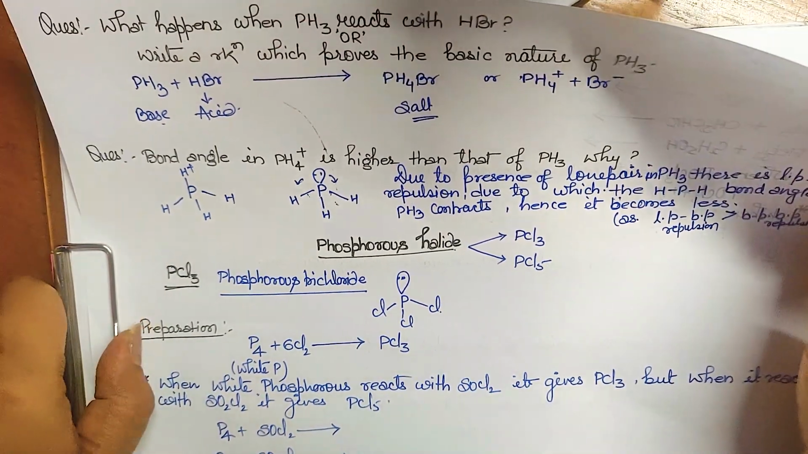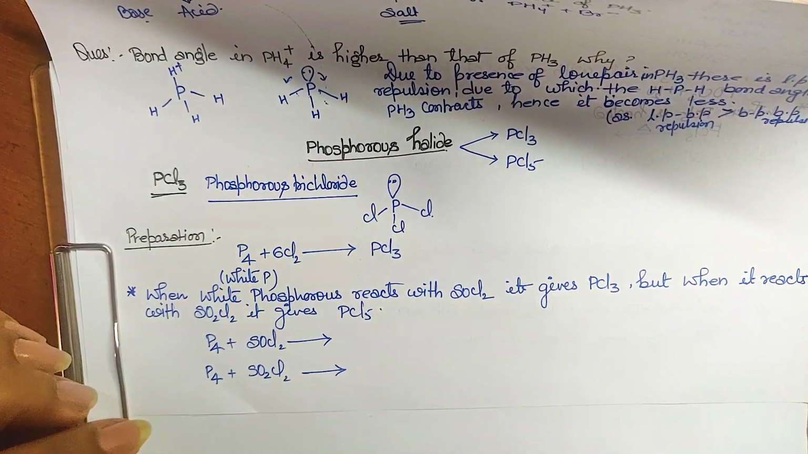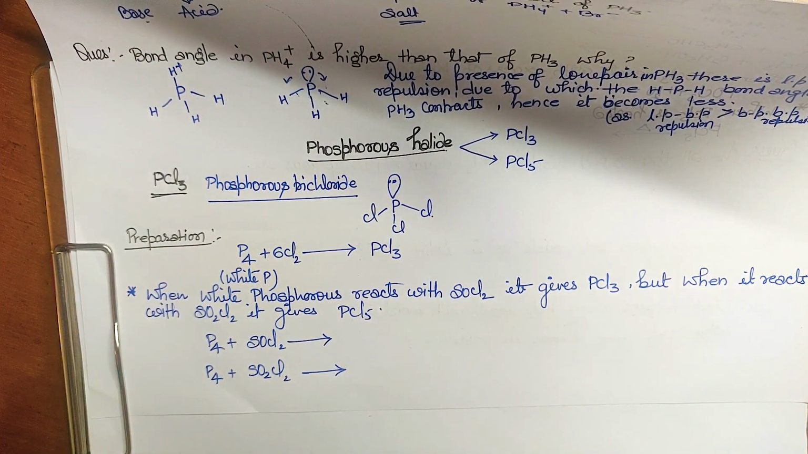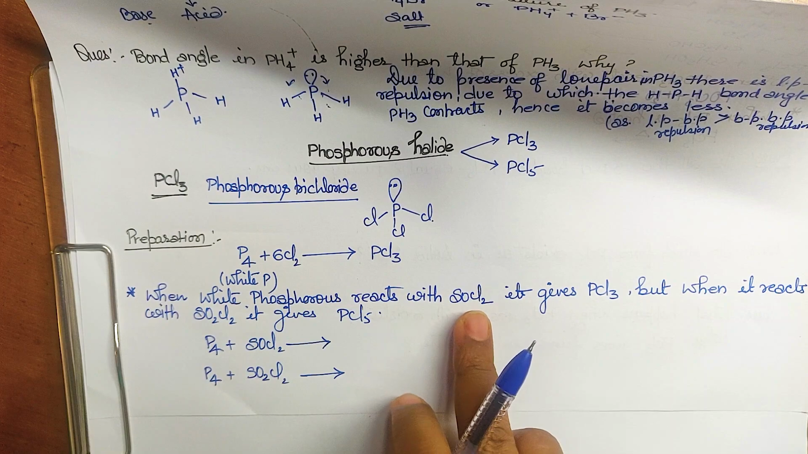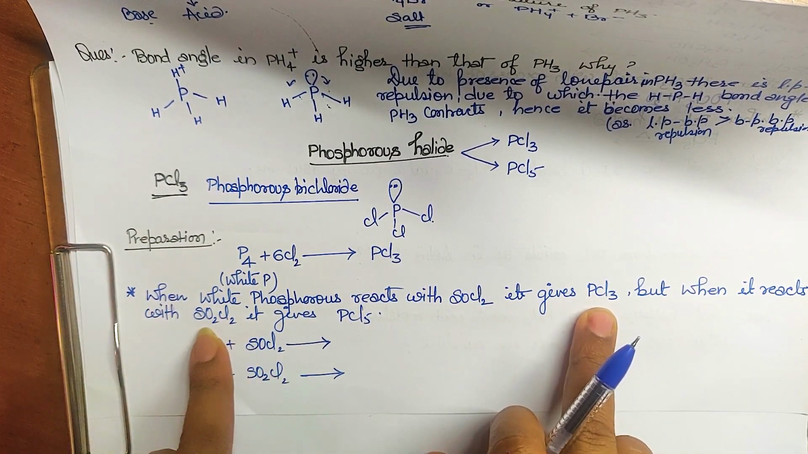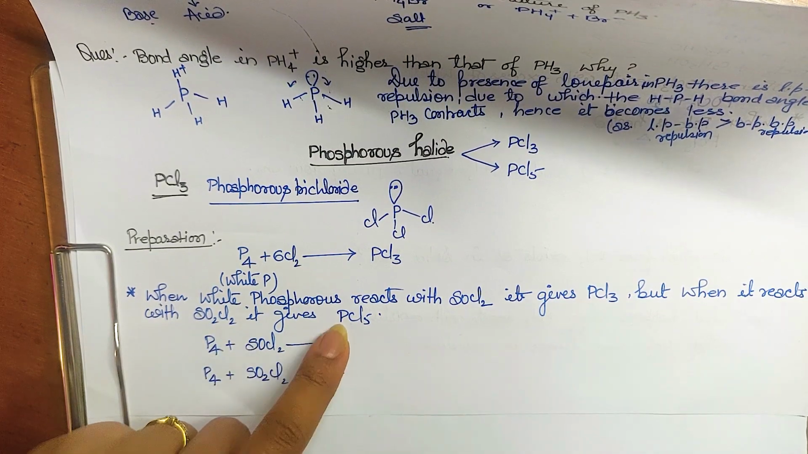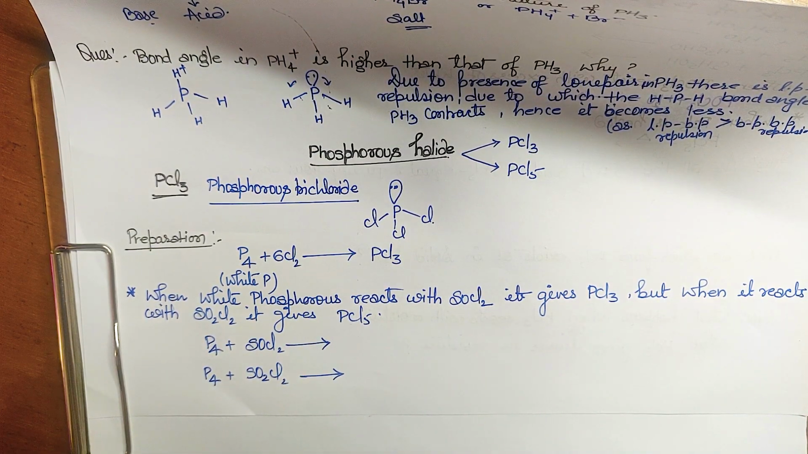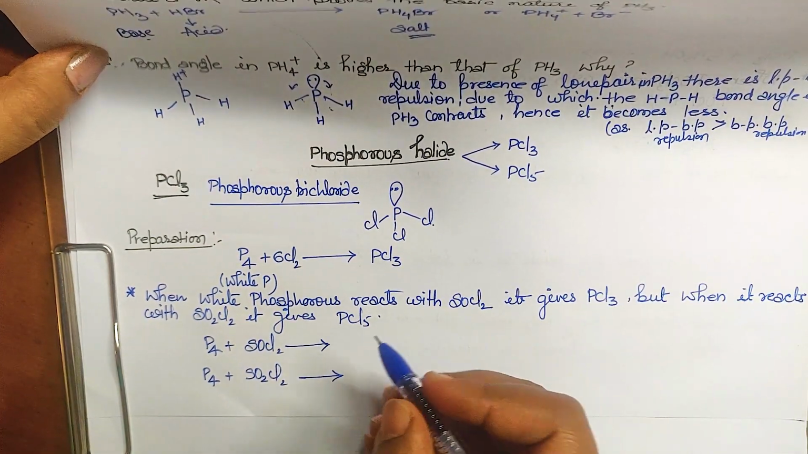Now the question is, now there are the two things, which are very similar, almost similar. If white phosphorus reacts with SOCl2, okay, it will give you PCl3. But if it reacts with SO2Cl2, it will give you PCl5. Got it? So this is a very important thing. You can keep in your mind. Yes.